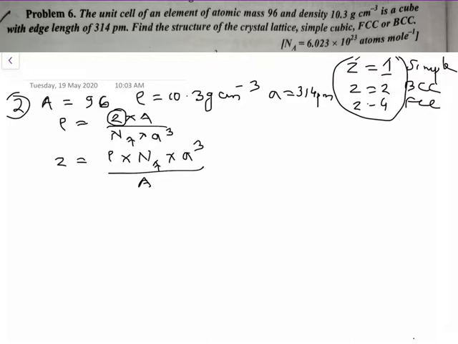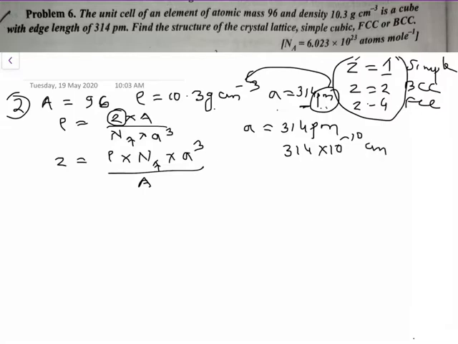The first modification that is required is to convert A, which is your edge length given in picometer, into centimeter, because the density is given in centimeter. Or you can convert the density into picometer. It's your wish, but I think it will be easy if I convert it into centimeter. A is 314 picometer, and you know that 1 centimeter equals 10 to the power 10 picometer. So if I want to convert picometer into centimeter, I'll multiply with 10 to the power minus 10.